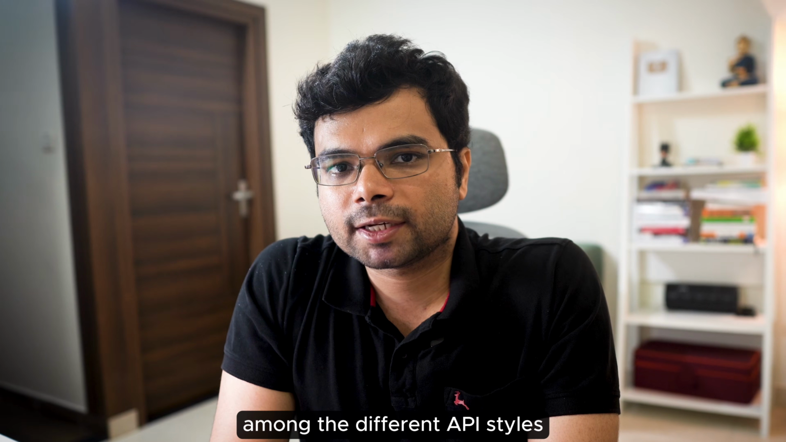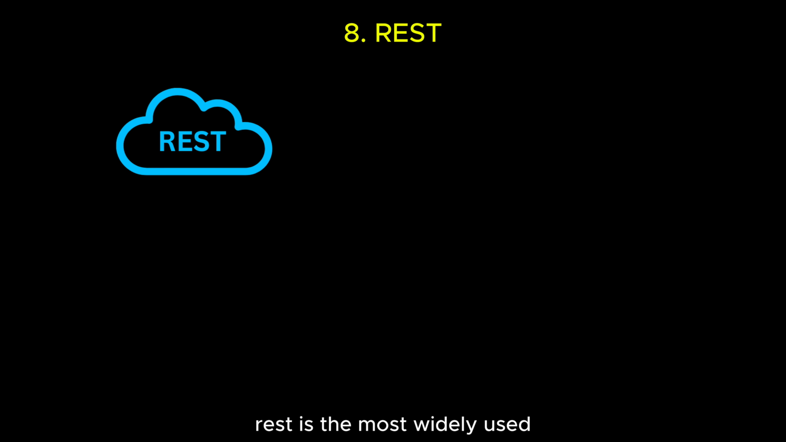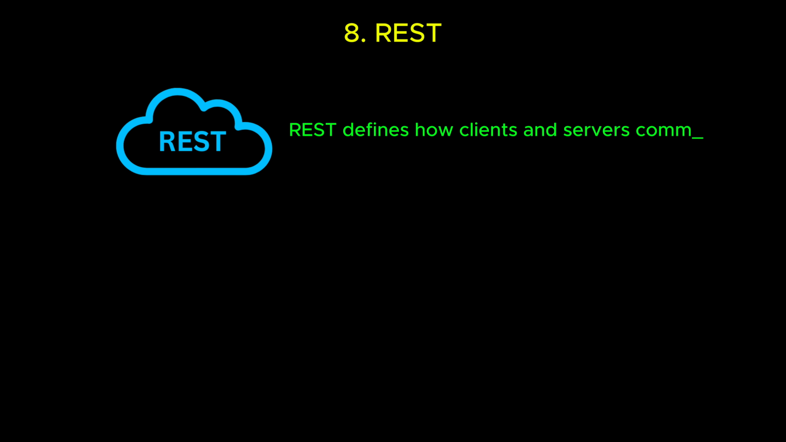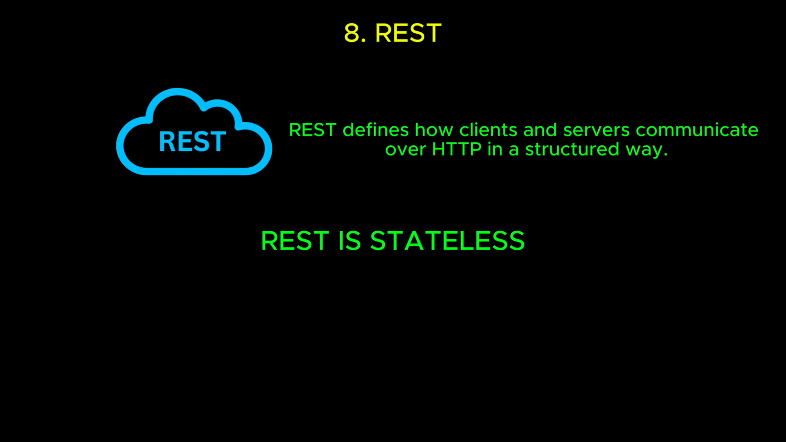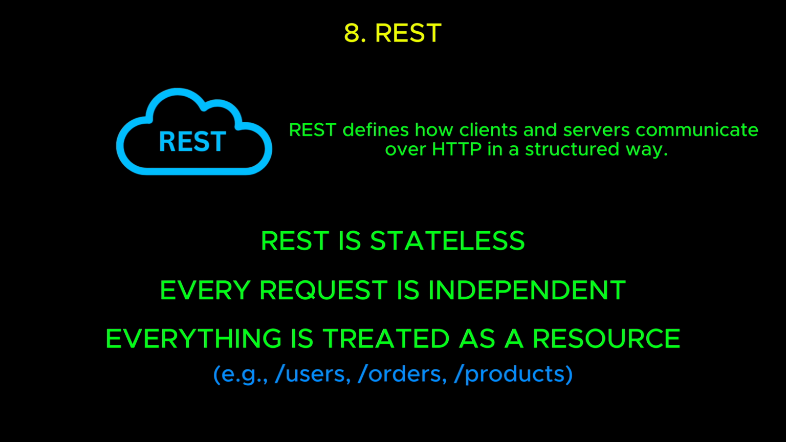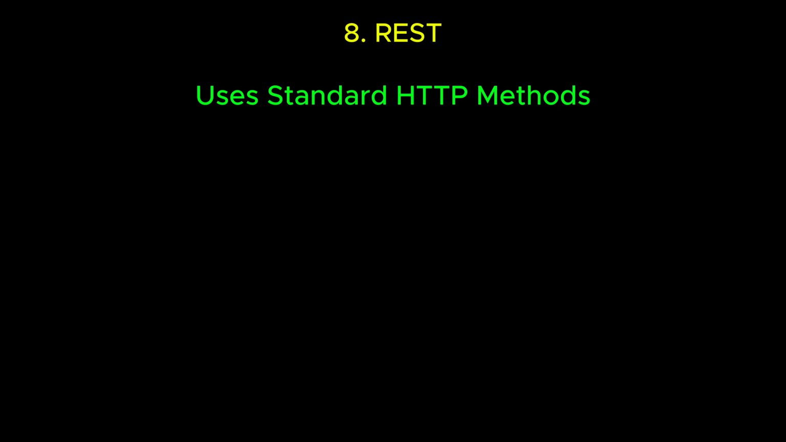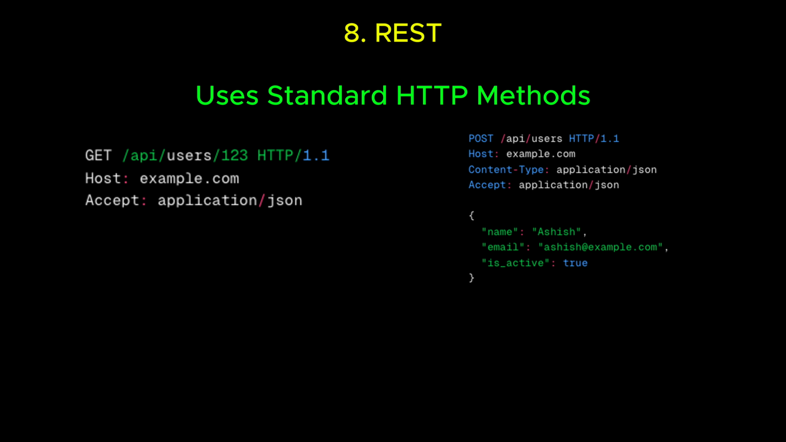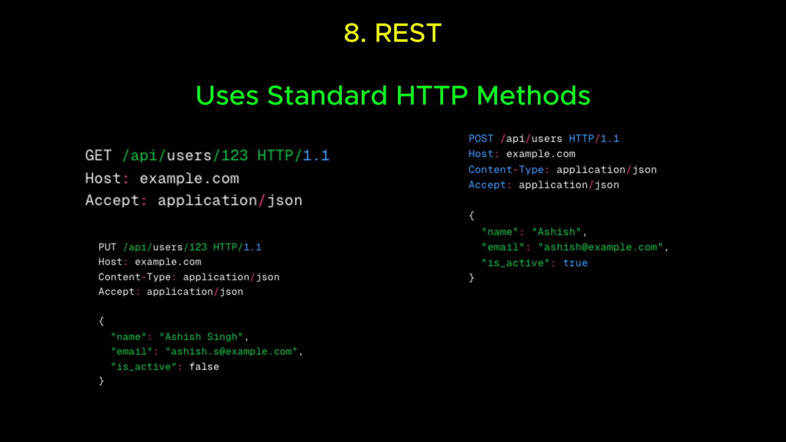Among the different API styles, REST is the most widely used. A REST API follows a set of rules that defines how clients and servers communicate over HTTP in a structured way. REST is stateless. Every request is independent. Everything is treated as a resource, for example, users, orders, products. It uses standard HTTP methods like GET to retrieve data, POST to create new data, PUT to update existing data, and DELETE to remove data.